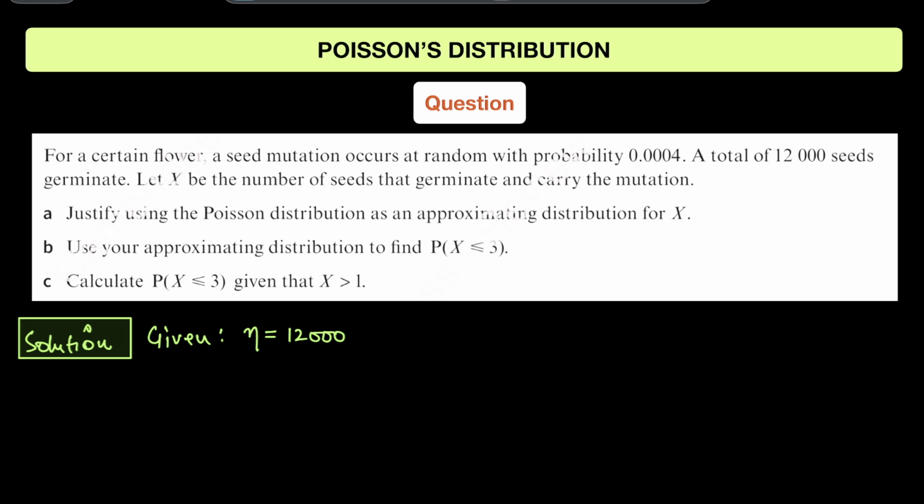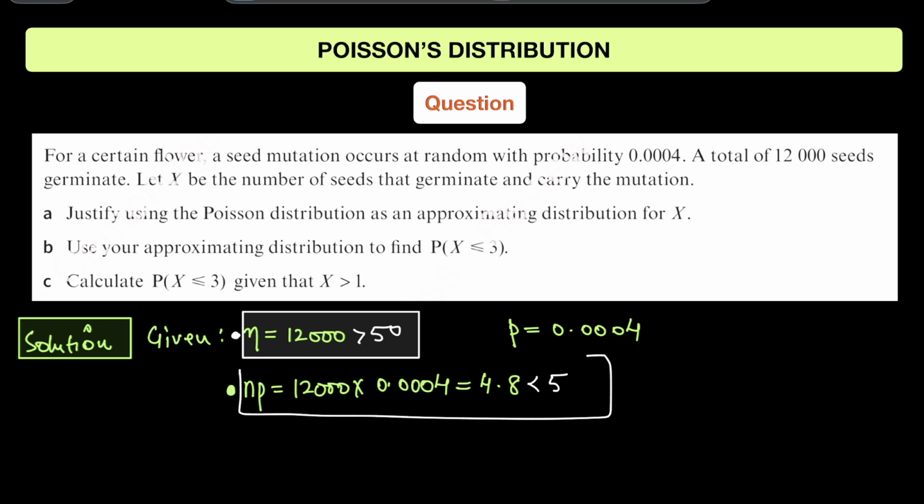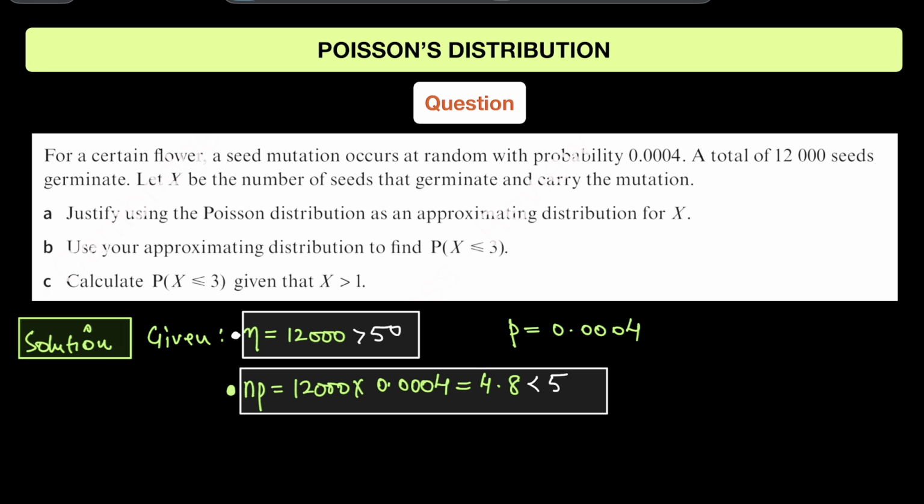We know that it is given greater than 50. So our condition number 1 is already met, that the value of n should be greater than 50. Then moving further, we noticed that the value of p is given as 0.0004, and since it is very small, if I calculate n times p, that is 12,000 times 0.0004, we are getting 4.8, and again this is less than 5. So we can see that two conditions are met, right?